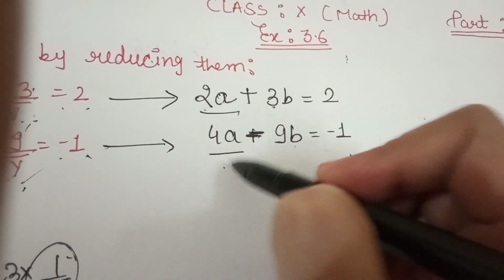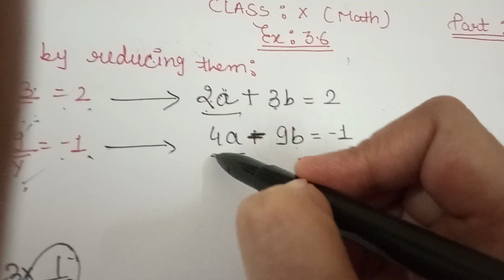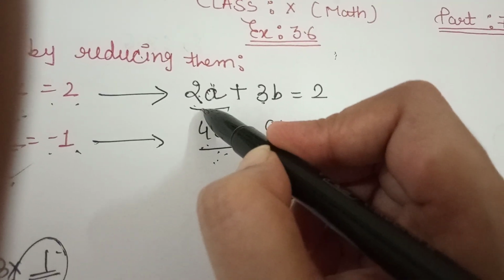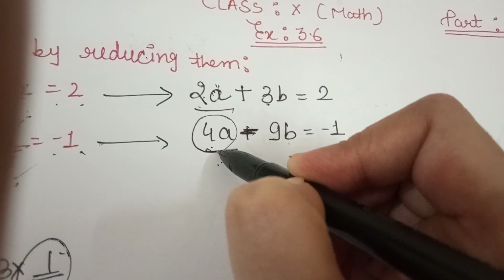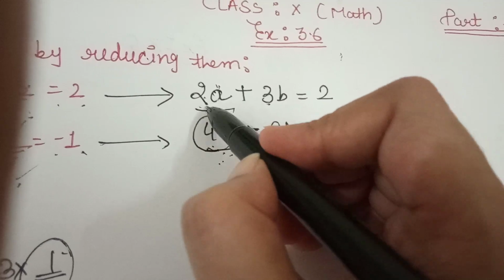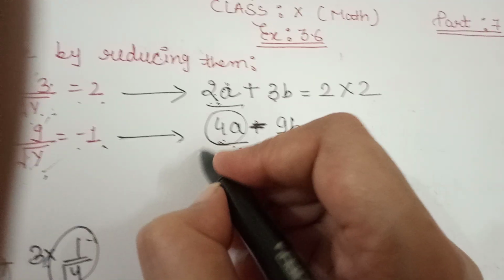So how to convert this a term in both the equations into like terms? For that we have to take the LCM. What will be the LCM of 2 and 4? 4. Now this is already 4, so no need to make any change in the second equation. So how to convert 2 into 4? Just multiply by 2.